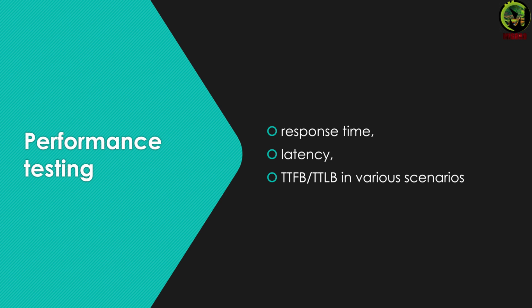TTFB and TTLB, time to first byte and time to last byte, are the metrics for determining the responsiveness of the API server. They all sound similar, don't they? But believe me, they're different in their own ways. The above parameters should be measured in all the scenarios like good network, bad network, congested network, low bandwidth network, network with delays, and network with jitter.